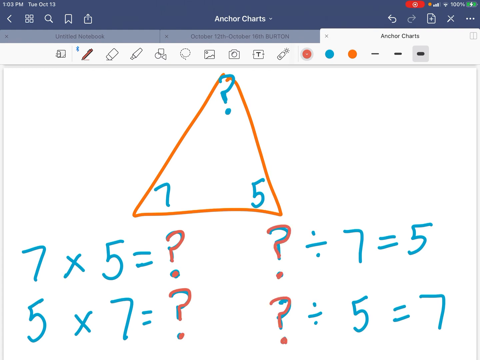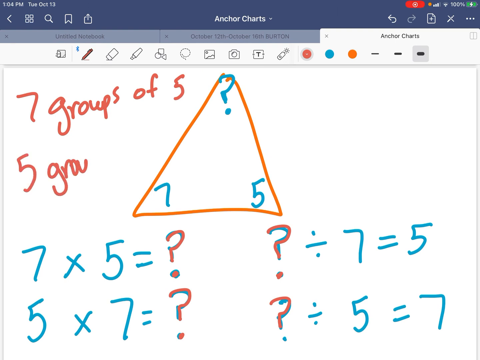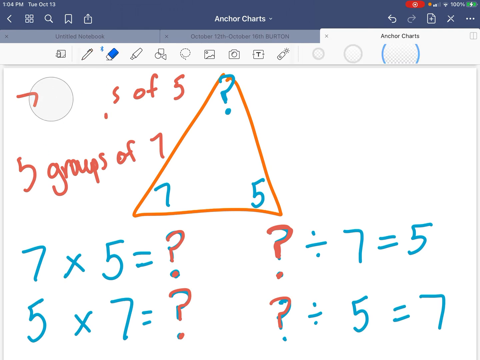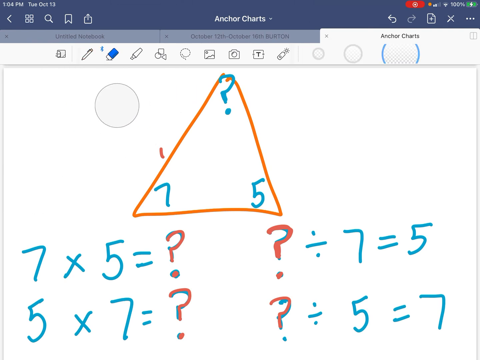So I want to know what this question mark is. What is the total? I can either do 7 groups of 5 to figure it out, or I can solve 5 groups of 7. Either way, pause the video and see if you can figure out what the other number is.